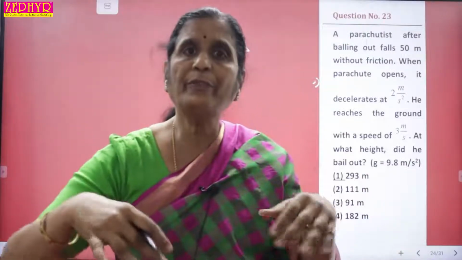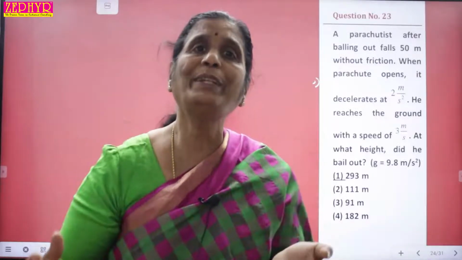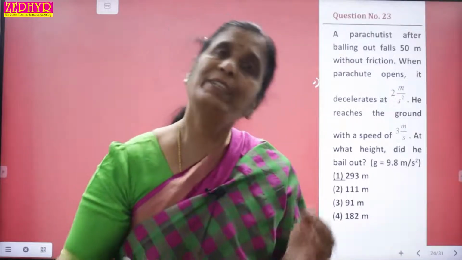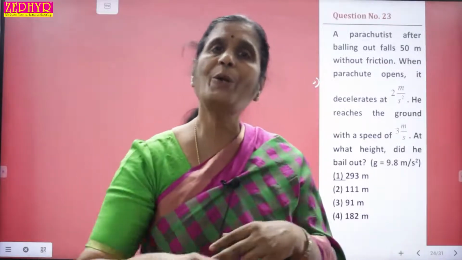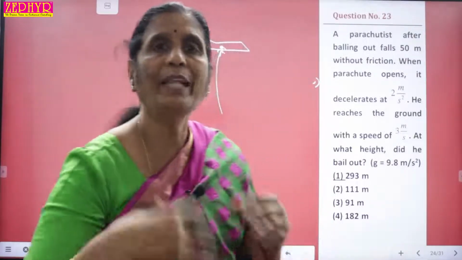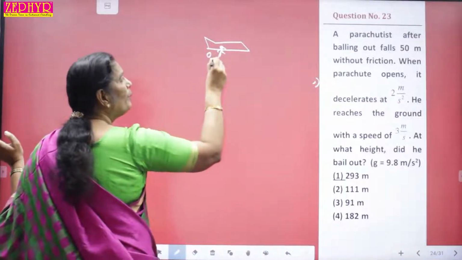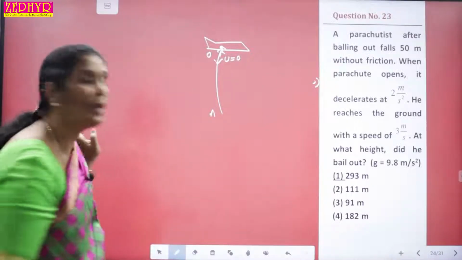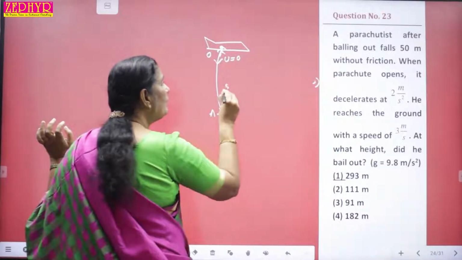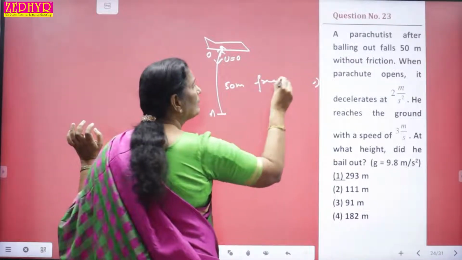First, for some time they will move in free space. After that only they will open the parachute. After that they will land on the ground with the help of the parachute. So when they are traveling in air, free space means air, they will jump from rest. Initial velocity will be 0. Up to A, after traveling a distance of 50 meters, he is moving in free space.